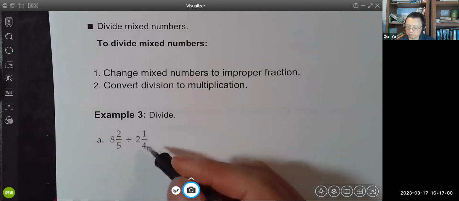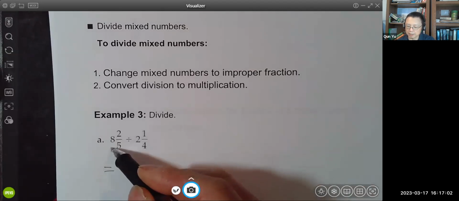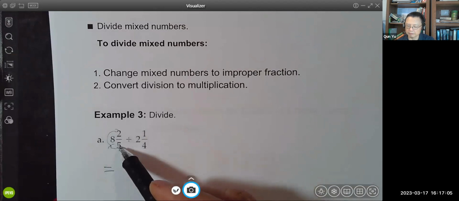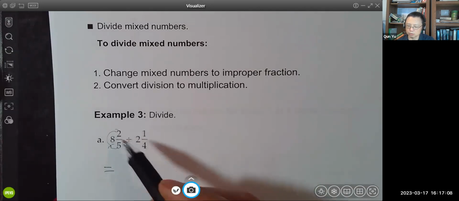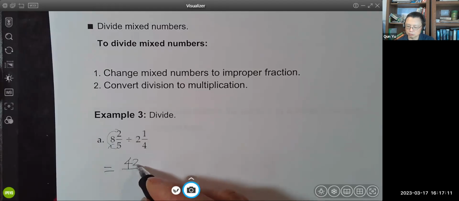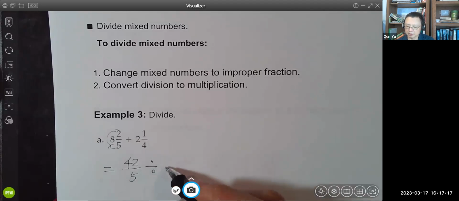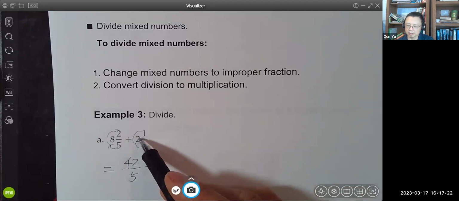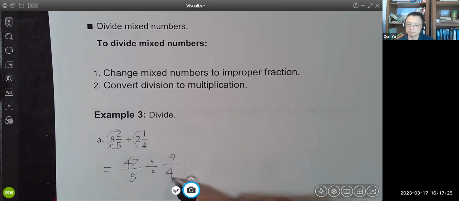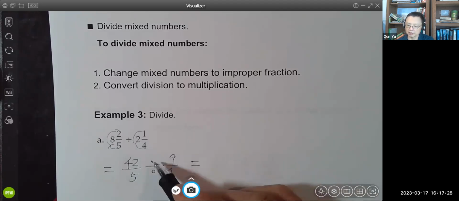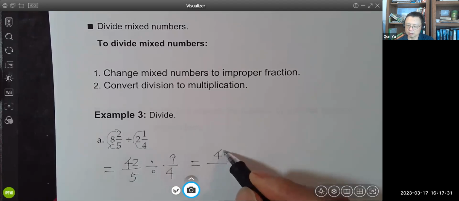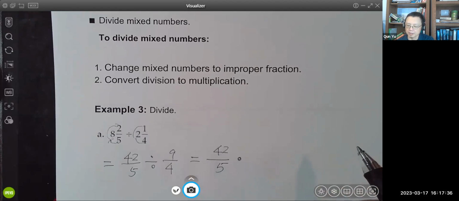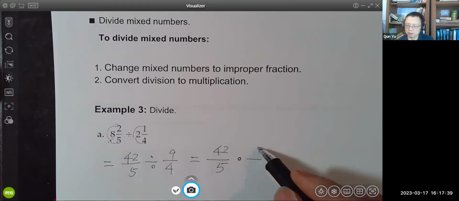And we change both to improper fraction. Multiply, add. 5 times 8, 40. 40 plus 2, 42. So we have 42/5. Then divide by, I try to do it step by step. Multiply, add. 2 times 4, 8. 8 plus 1 is 9. So 9/4. Now we can change division to multiplication, right? Remember, always keep the first number unchanged. Change division to multiplication. Then switch the second number to get reciprocal.